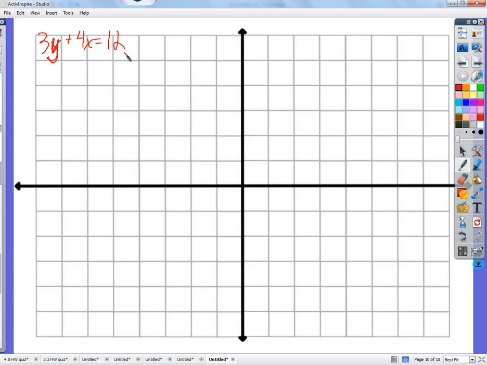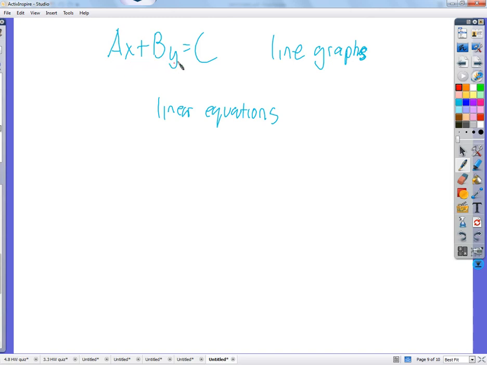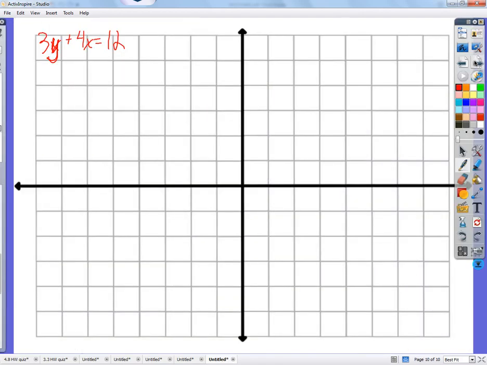The y and the x are not squared, not to the third, not to the fourth, but y to the first power, x to the first power. And we're adding them together. Maybe we have a number times x and a number times y. Anything that looks like this, ax plus by equals c, anything you can write like that is a linear equation. So since it's a linear equation, the graph should be a line. And what's the minimum amount of information we need to draw this line? 2 points.